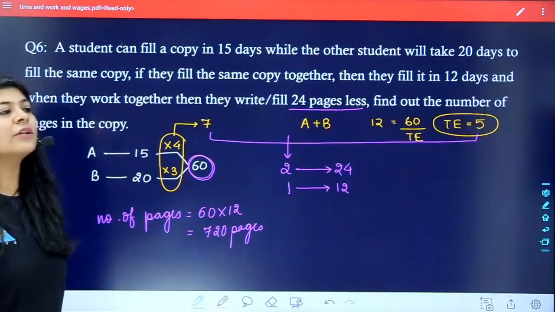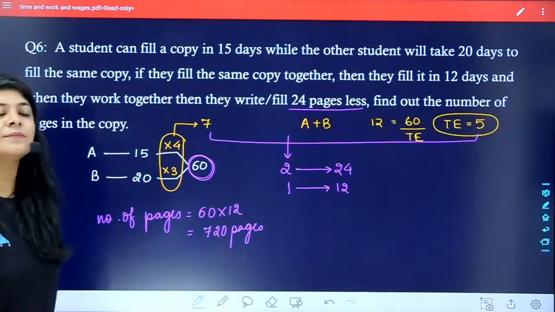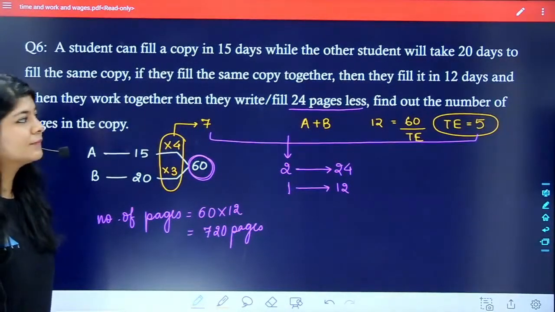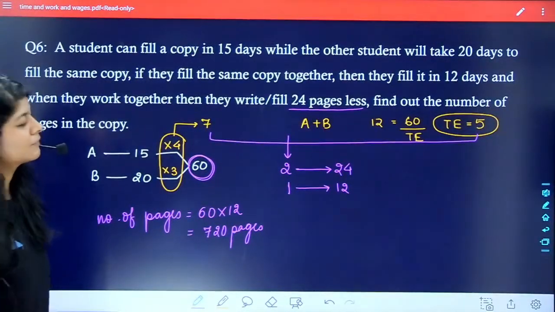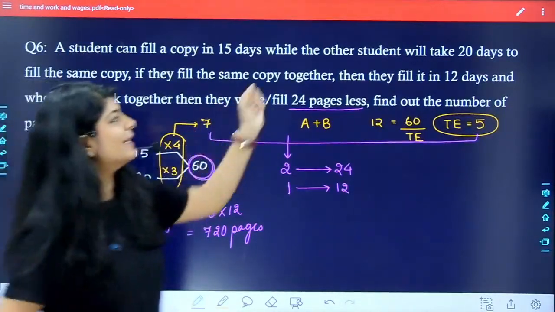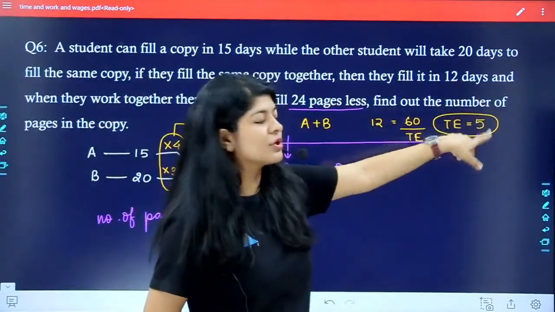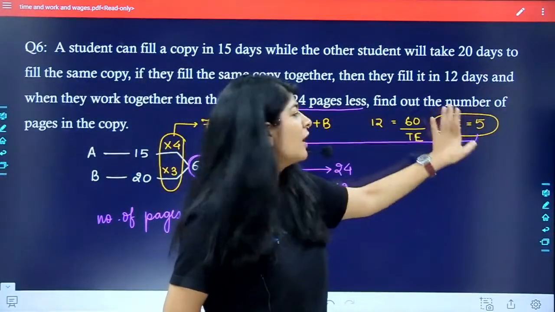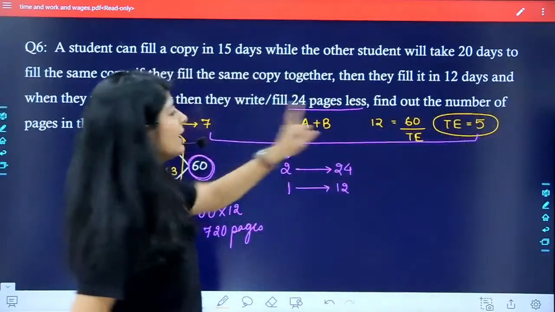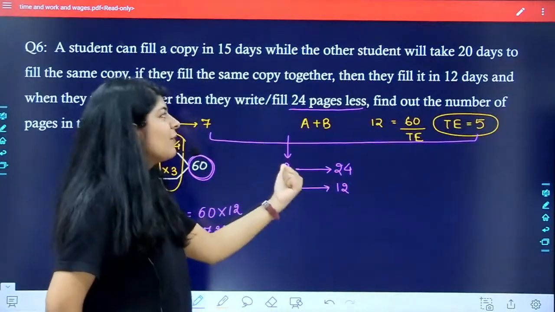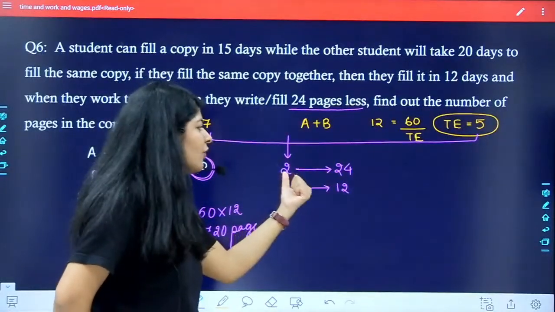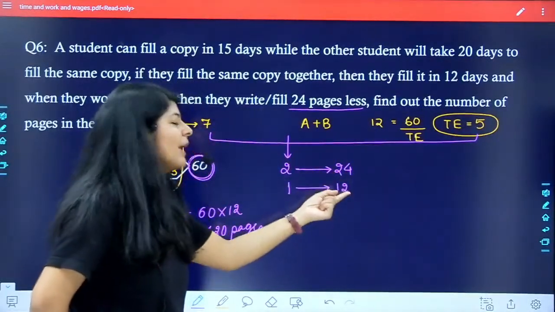From which point are you not getting it? As per the given data, we have an efficiency of 7. But as per the data given in the question, the total efficiency of both participants is 5. So we get a difference of 2, and because of this difference they fill 24 pages less. Then if the value of 2 is equal to 24, the value of 1 is 12.